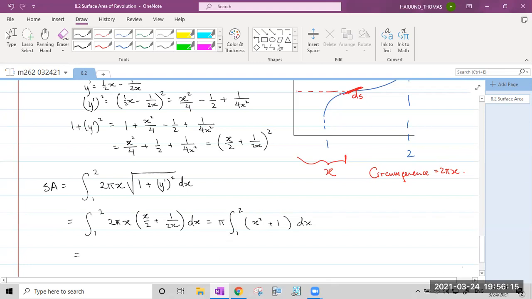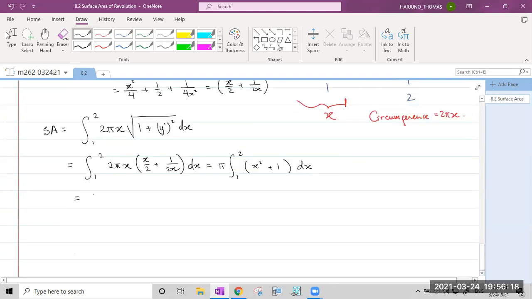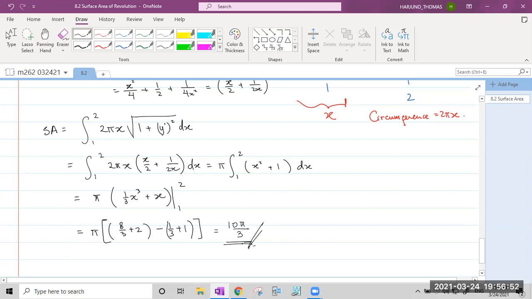Okay, so this will be equal to pi times 1/3 x cubed plus x from 1 to 2. That's 8 over 3 plus 2 minus 1/3 plus 1. 7/3 plus 1, that's 10/3. So 10 pi over 3.